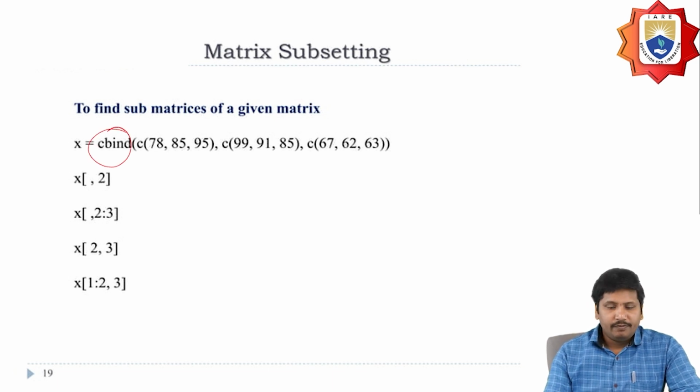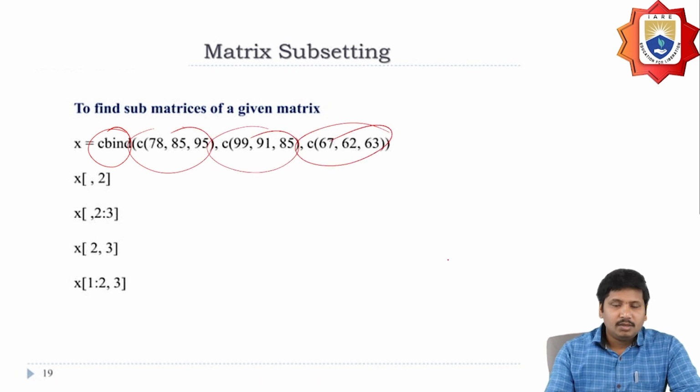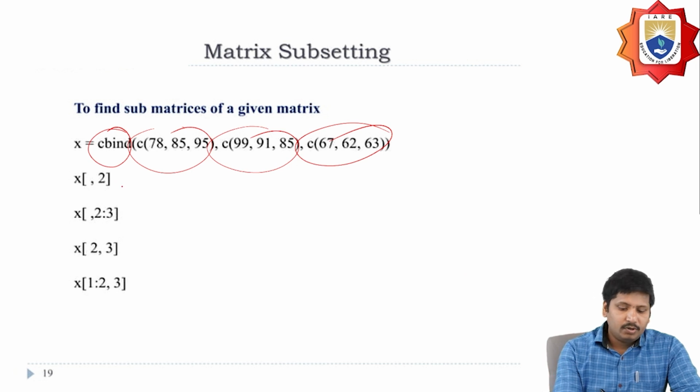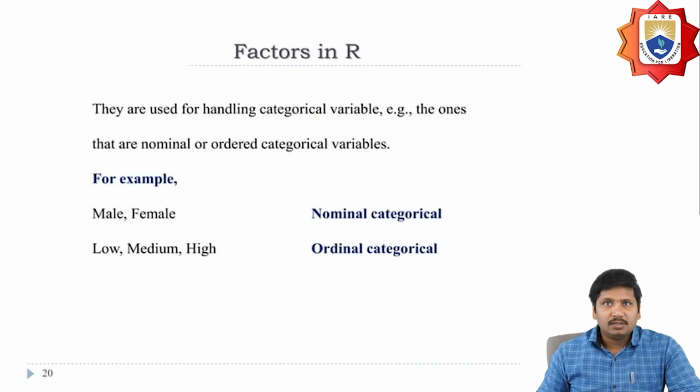So cbind of this is the one vector, another vector, and this is another vector. In all this, if I write x of 1 comma 2, what is the value, 2 comma 3, and so I can find it out. So by making use of this indexing also, I can extract the vectors that is possible in matrix subsetting by making use of the cbind function. So based on indexing also, I can access it.